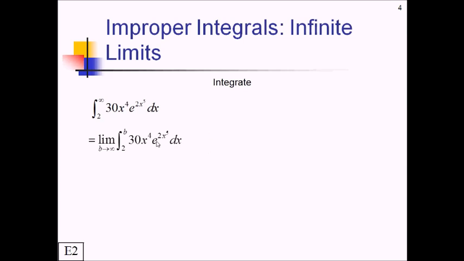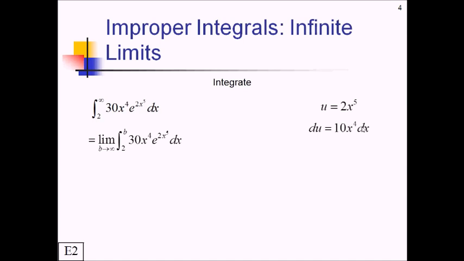Feel free to pause the video if you didn't see that initially and try it yourself. All right, so I'm going to let my u value here be just 2x to the 5th. I just want that piece to be u. And then du is going to be 10x to the 4th dx.